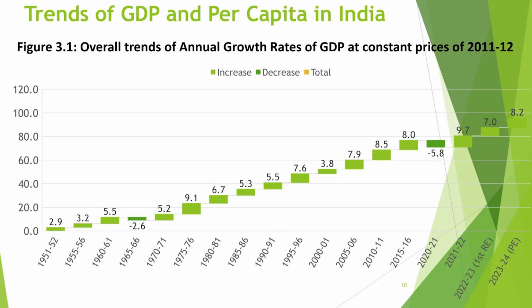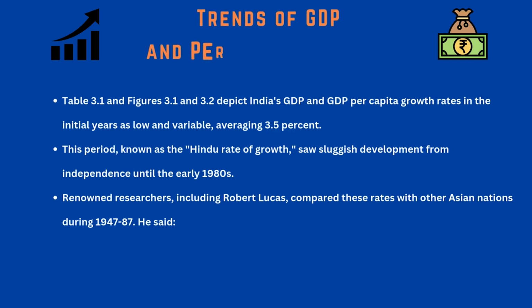So table 2.1 shows India's GDP and GPC growth rates in the initial years as low and variable, averaging at 3.5%. This period, known as the Hindu rate of growth, saw sluggish development from independence until the 1980s. Renowned researchers, including Robert Lucas, compared these rates with other Asian nations during 1947 to 87.